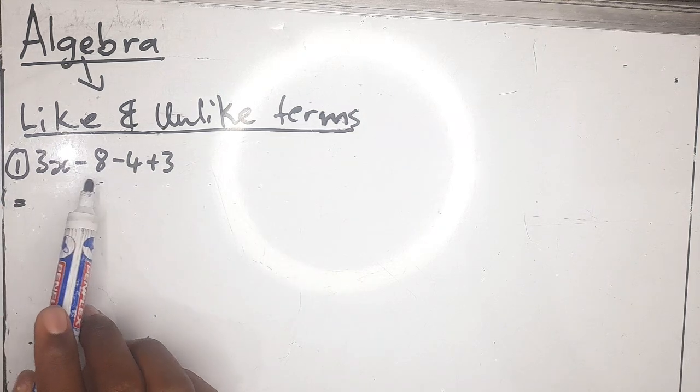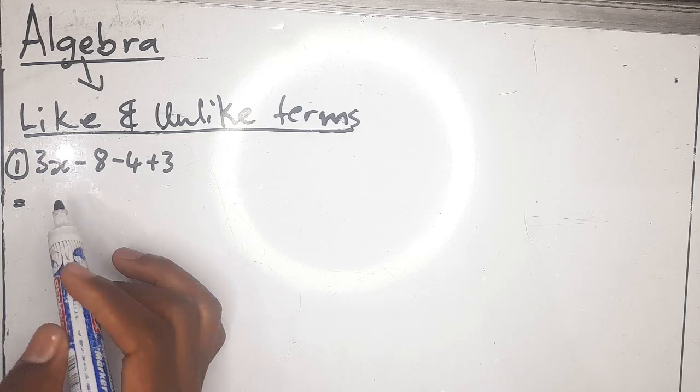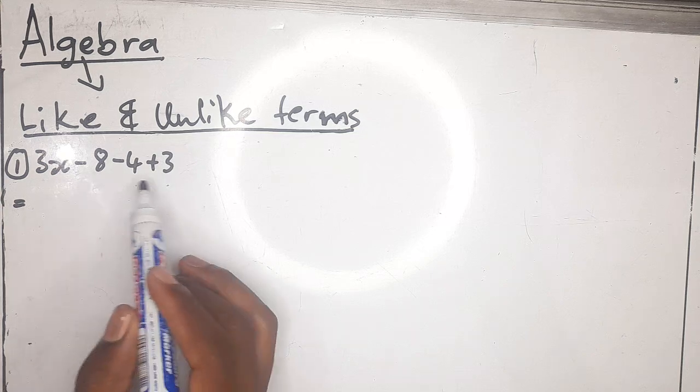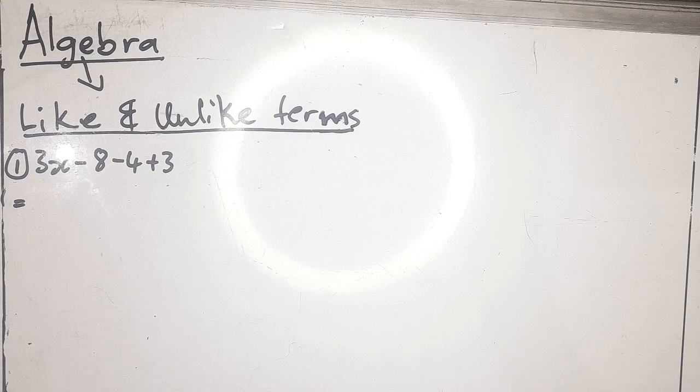Given 3x minus 8 minus 4 plus 3. In these questions, back then, we were mostly talking about letters, but this one is numbers. We have like terms and unlike terms with letters or variables. So what about numbers? What do we do with the numbers? For something like 3x minus 8 minus 4 plus 3, numbers are always like terms.